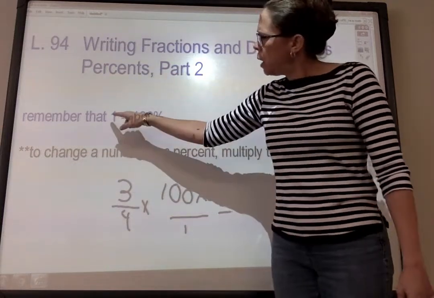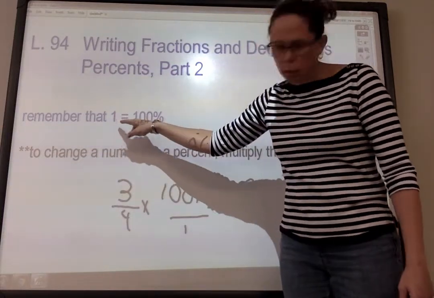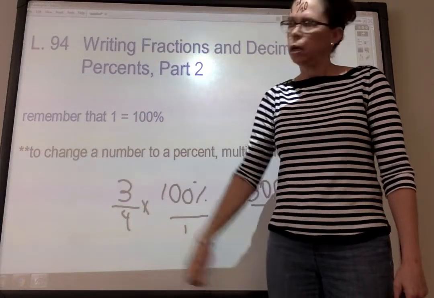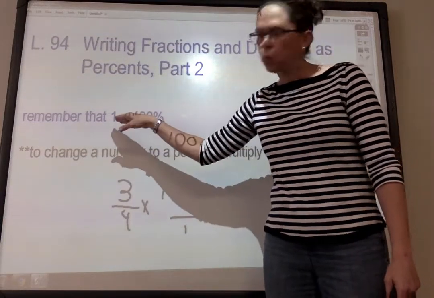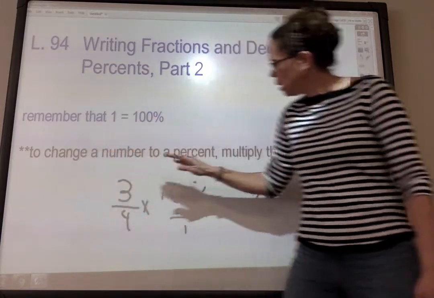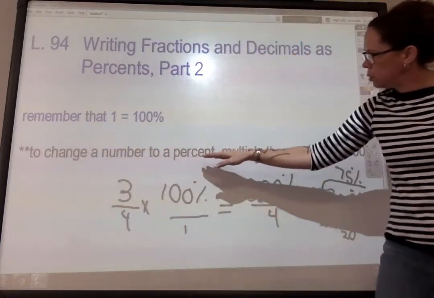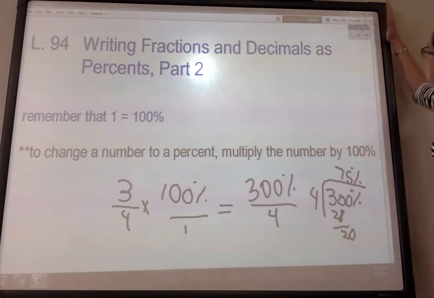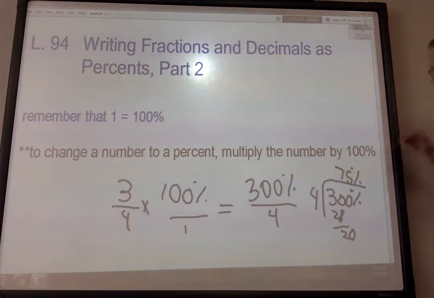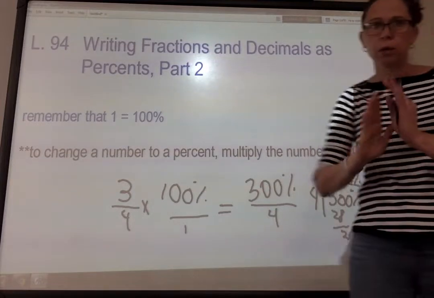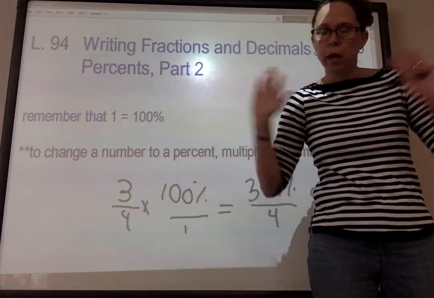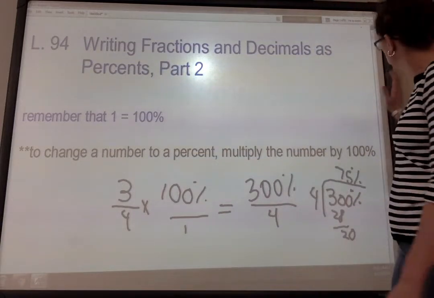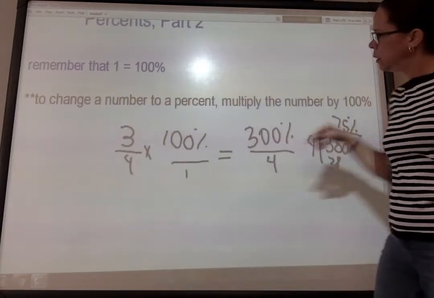So that is going to help us when we go to change fractions and decimals into percents. Also remember that I can multiply anything I want to by 1 and not change the value. So if 100% is the same thing as 1, I can change a number to a percent by multiplying that number by 100%. 100% is the same thing as 1. I can multiply anything I want to by 1 and not change the value.